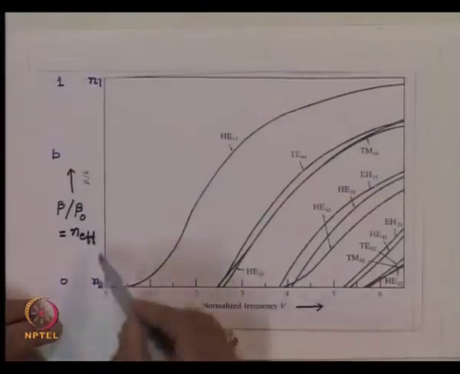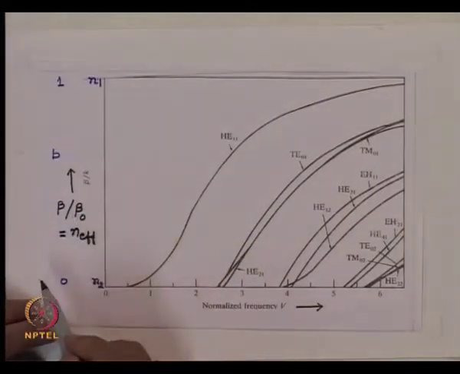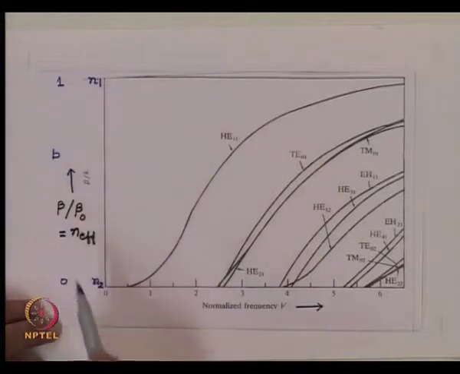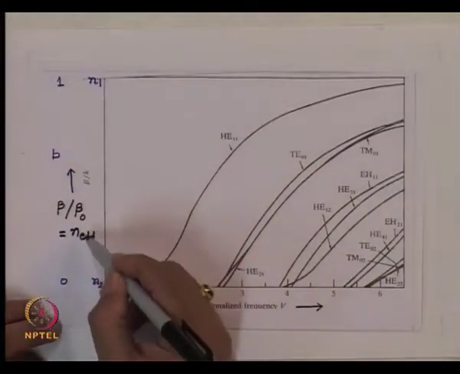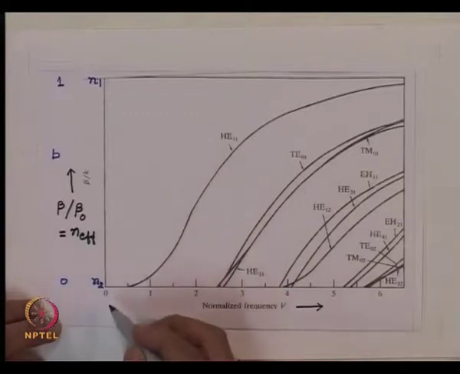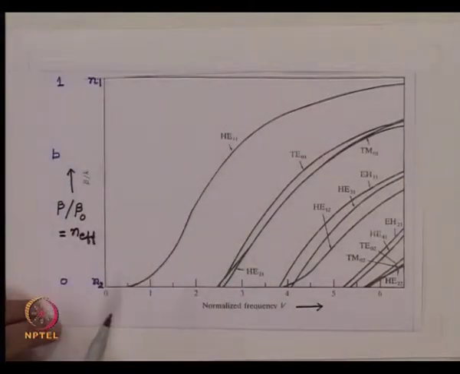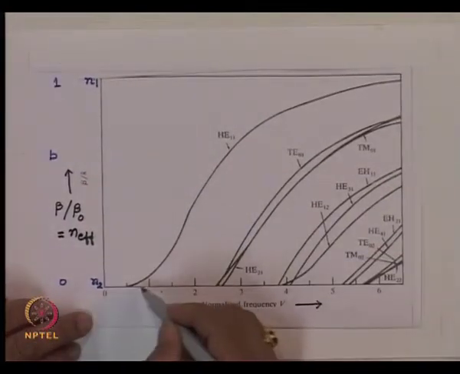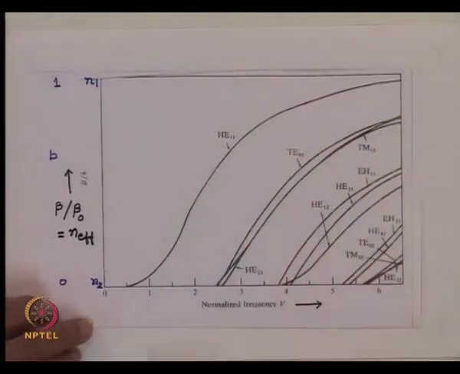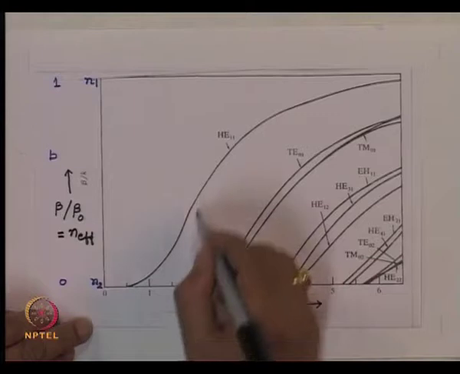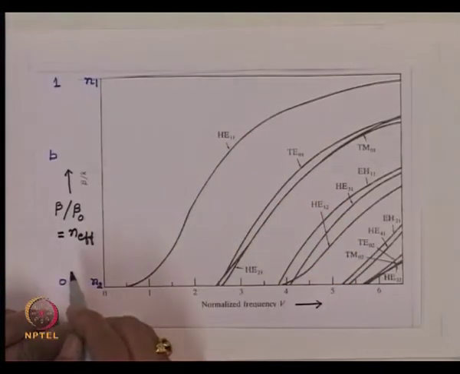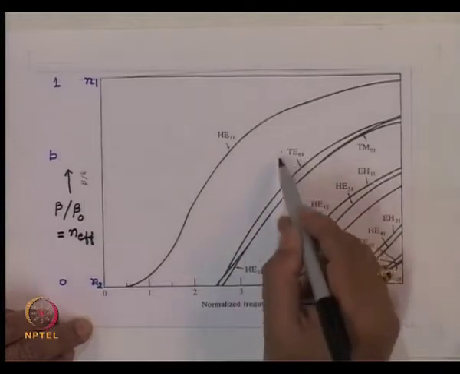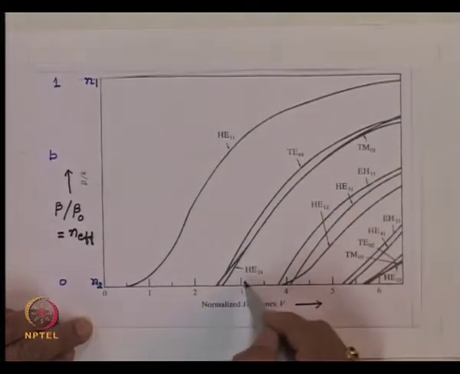So we have the V number, which is a representation of frequency, on this axis, and on this axis we have the normalized propagation constant B, which will vary between 0 and 1, or the effective refractive index, which is going to vary between N2 and N1. What we find is that as the V number increases, all these graphs are monotonically increasing. This is the graph which corresponds to HE11. Then we have the graphs here which are TE01, TM01 and HE21 and so on.